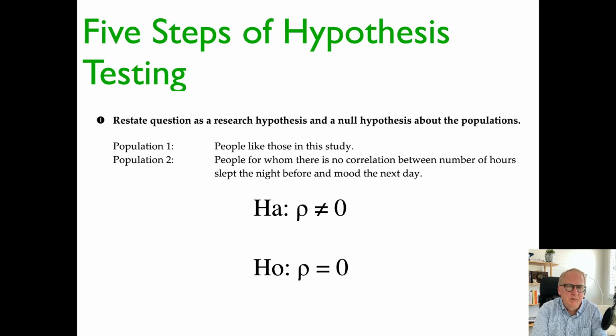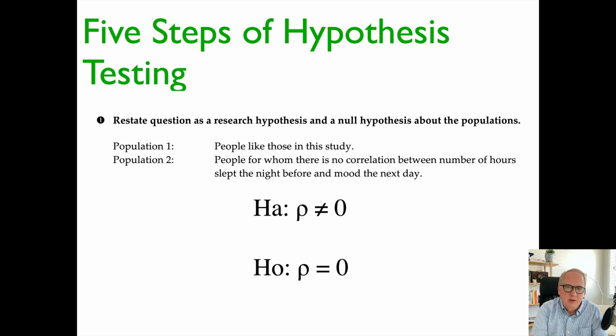So step 1 is always to restate the question as a research hypothesis and a null hypothesis about the populations. Well, population 1 then would be that we say we drew people who are like those in this study. Population 2 would be people for whom there is no correlation between the number of hours they sleep in the night and the mood the next day. So the null hypothesis would be that rho is equal to 0. That is, for population 2, this would be the typical kind of population. There is no relationship between the number of hours they sleep and what their mood is the next day. So rho is equal to 0.